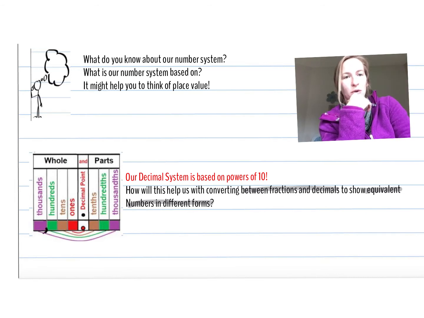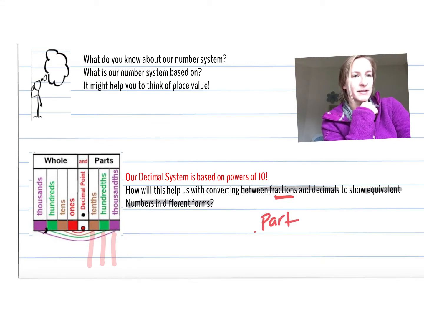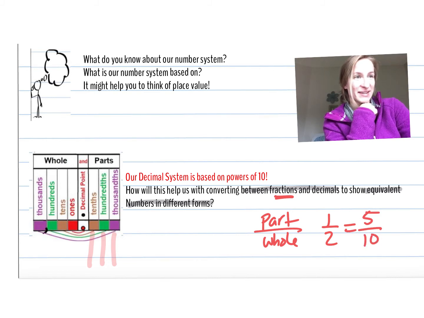So remember what you know about place value, and here we're looking at the tenths place, the hundredths place, and the thousandths place. And how might that help us when we're talking about fractions, which remember, you write a part out of a whole. If I say I eat 1/2 of a pizza, that might be the same as me eating 5 out of 10 pieces of a pizza. And then how would I read that so that I could write it as a decimal?